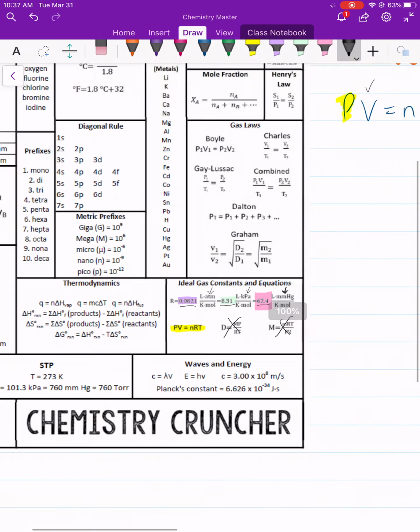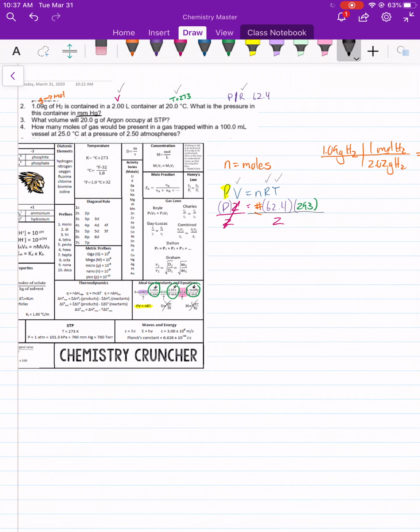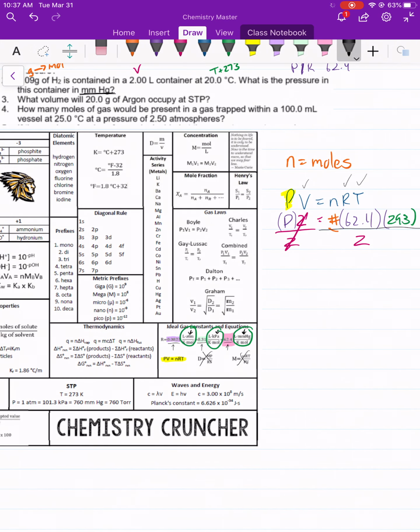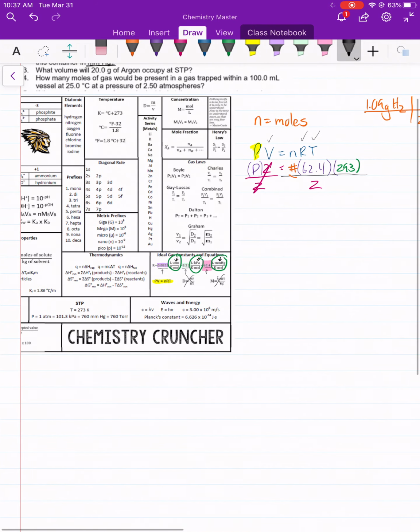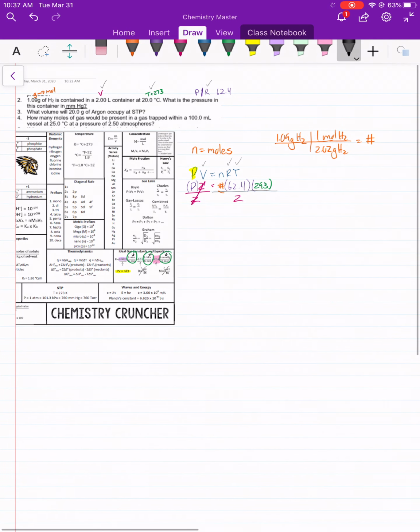Okay. All right. So if we look at number 3, it looks like they didn't give us a lot of information. They said, what volume will 20 grams of argon occupy at STP? Okay. If you need to list out everything you got, then do that. All right. So you know you need P, V, N, R, which is based off of P, and T. All right. So let's see what we got.